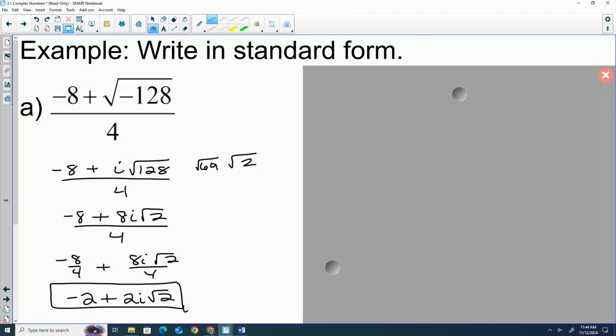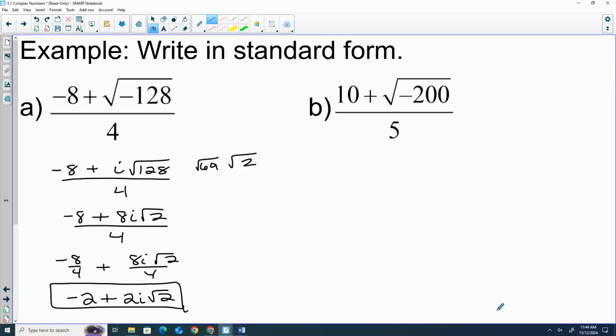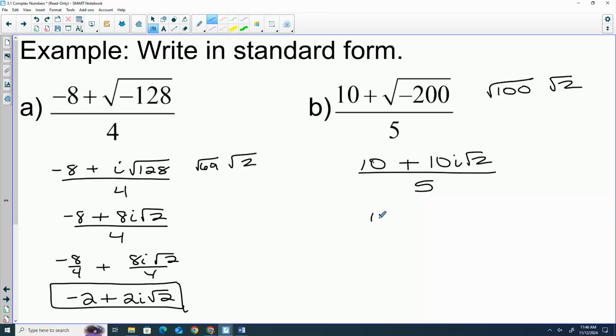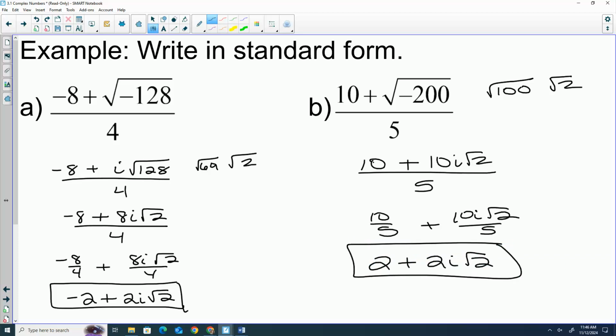You guys try one. So, the square root of negative 200, we have to take out an i. We can break it into 100 times 2, so that's 10i radical 2. Everything over 5. So we get 2 plus 2i radical 2. Alright, are we good with this type of problem?